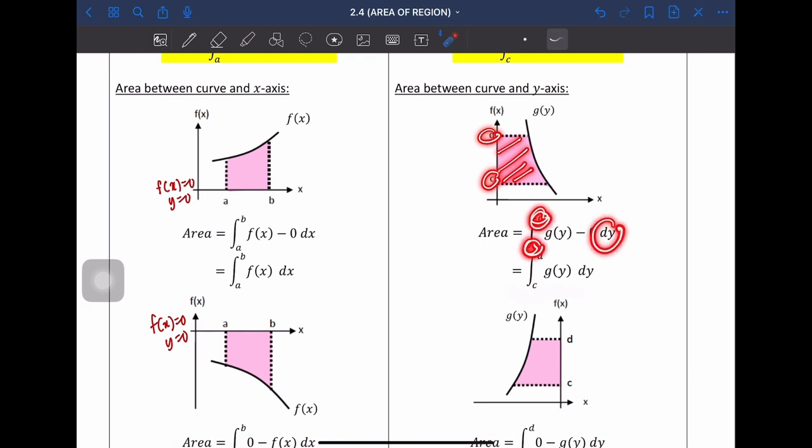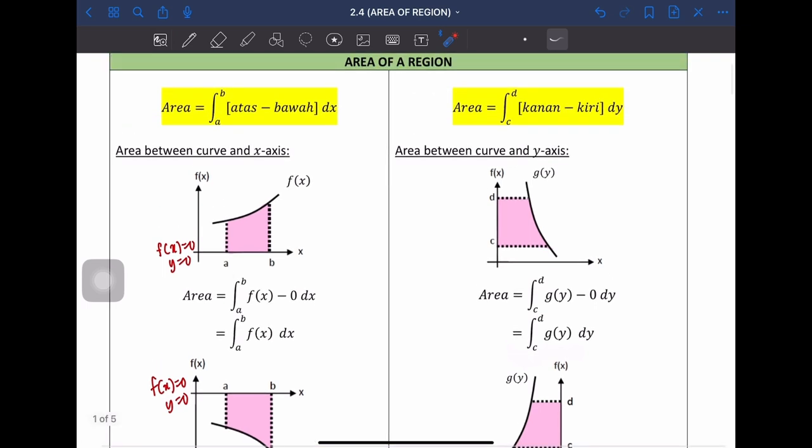So based on the formula dia adalah kanan tolak kiri. So daripada kanan, kita akan jumpa siapa dulu? Kita akan jumpa gy dulu. That's why gy dekat sini. And then minus function yang kiri adalah this one. This is actually function juga. Y-axis tu adalah function, which is this is x equal to 0.